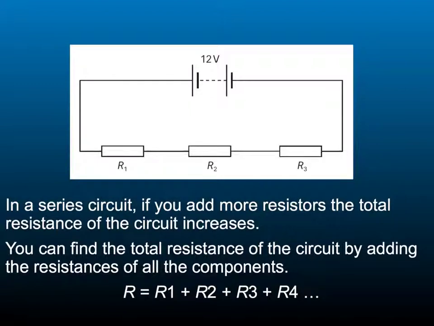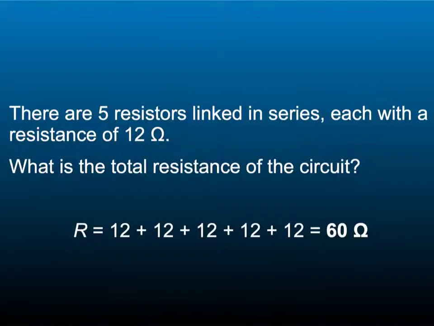This diagram shows a simple series circuit where the current flows through one component and then the next component and then the next component. In a series circuit, if you add more resistors, the total resistance of the circuit increases. The formula you will use to work out the total resistance is R equals R1 plus R2 plus R3 plus R4 and so on for however many resistors you've got in your circuit.